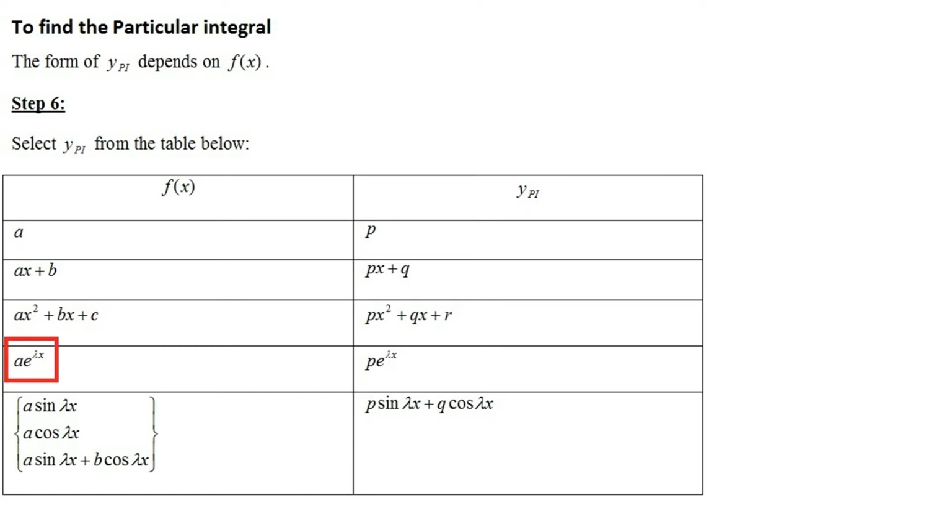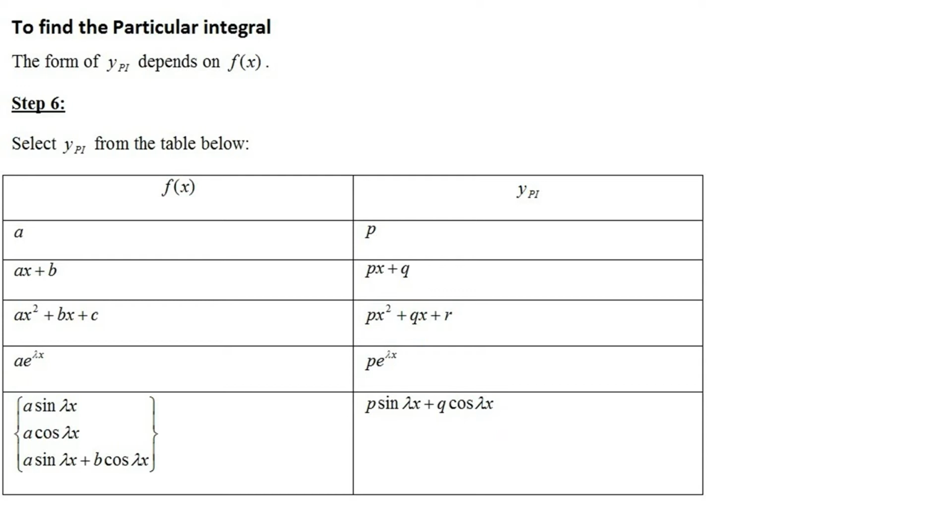So if f of x is ae to the lambda x, okay, where a and lambda are constants, okay. Now, depending if the exponential function is repeated when you calculate your complementary function, okay. If it isn't repeated, so if your choice for ypi is not the same as your complementary function solution, then take ypi to be pe to the lambda x, okay. However, if the choice for ypi appears as part of your complementary function, you need to select another form for ypi, okay. So I may explain that example in the next video, okay.